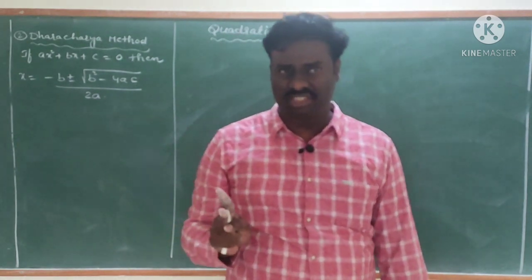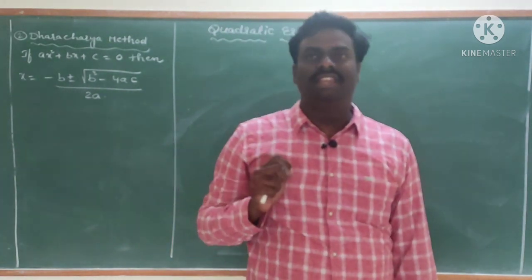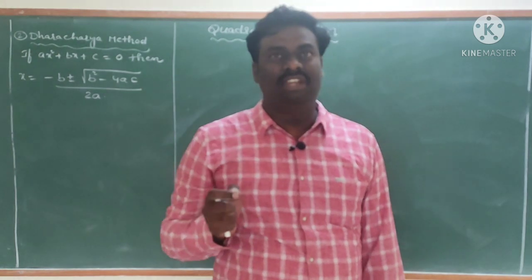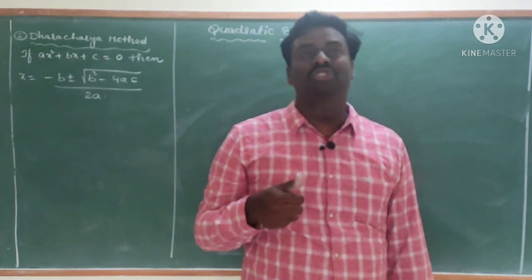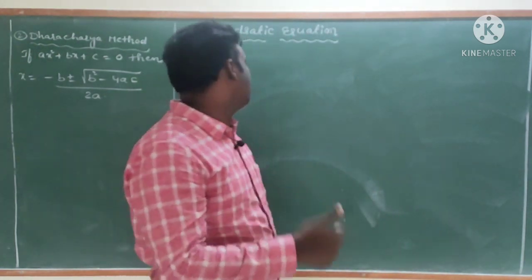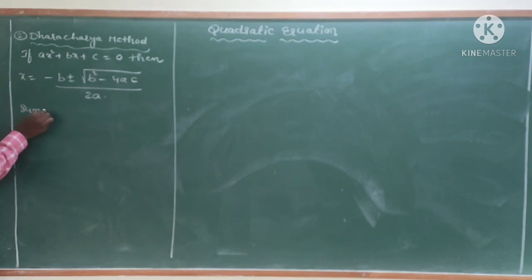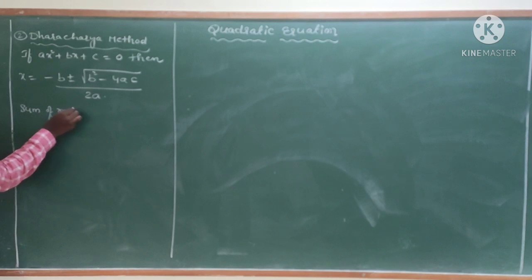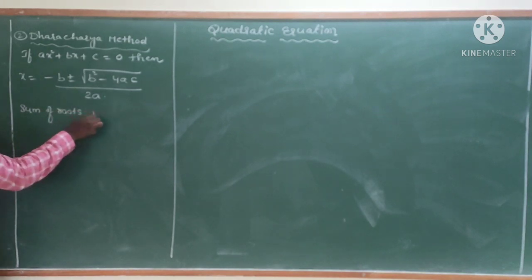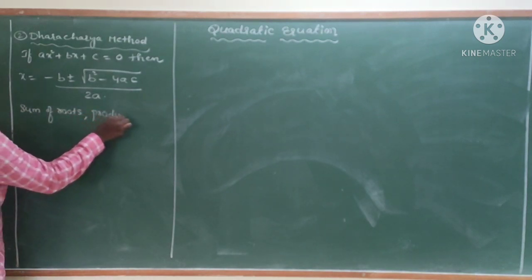Why two roots exist? Because it is a quadratic equation. Quadratic equation gives two solutions. So that's why plus or minus compulsory we need to take. Next, sum of roots, product of roots.